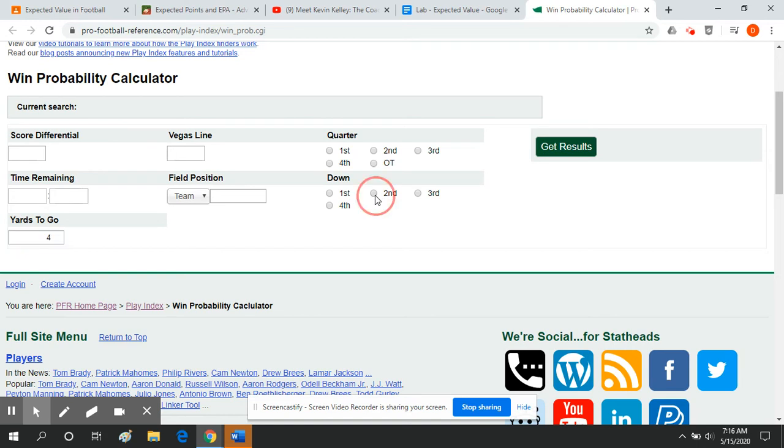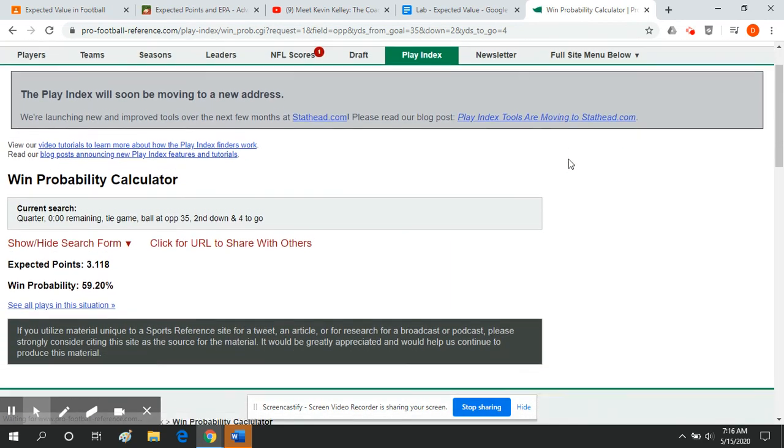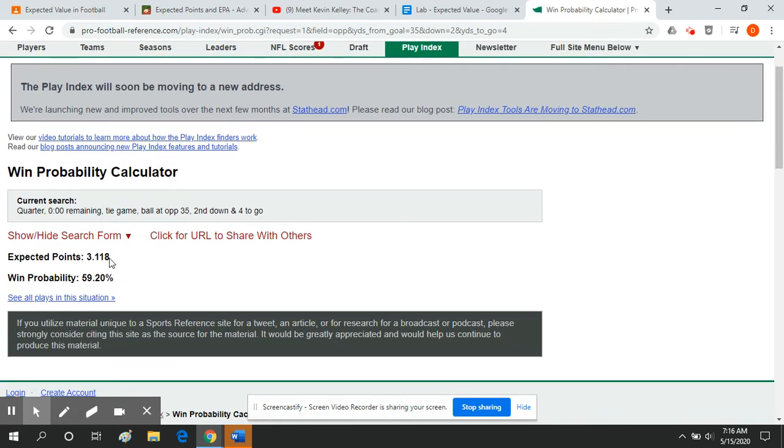But let's pretend that I have 4 yards to go for a first down. It's second down, and I am on, you either have team, which is your own, or the opponent's, which means you're closer to scoring. And I'm on, let's say, my opponent's 35-yard line. If I click get results, it will give me a point value associated with that situation. So it says teams in this situation on average score 3.118 points.